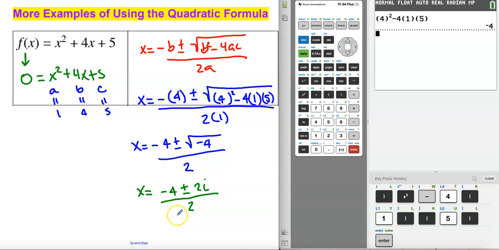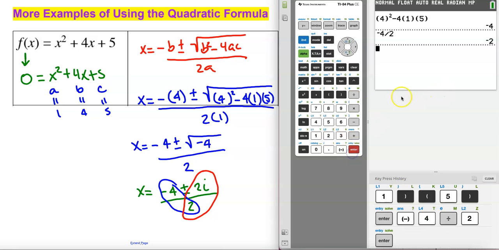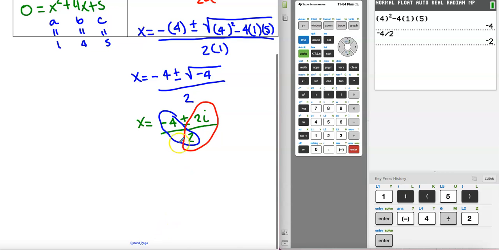Now I could go a little bit further by dividing the 2 into both of these, because it's almost like a fraction. So I'm going to circle that in different colors. So when 2 goes into negative 4, negative 4 divided by 2, I get negative 2. So let's move this up. This is going to give me just negative 2.